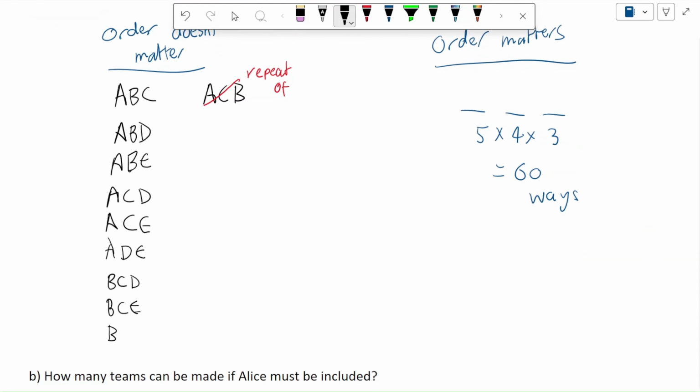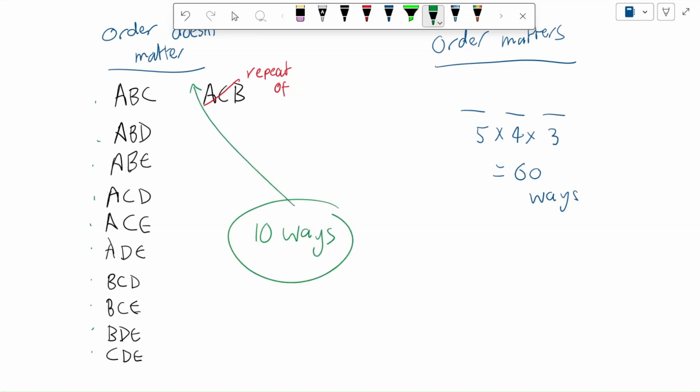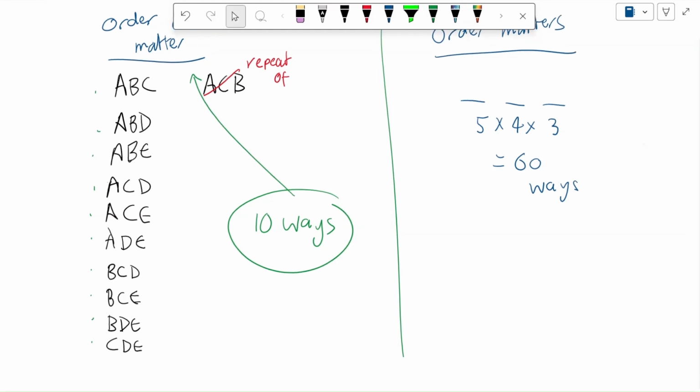And there's B, D, and E. That's all the B's. And there's also C, D, and E. And that should be all the teams. Now, let's count them up. So there's 1, 2, 3, 4, 5, 6, 7, 8, 9, 10. So there are 10 ways if the order doesn't matter. And there are 60 ways if the order does matter.